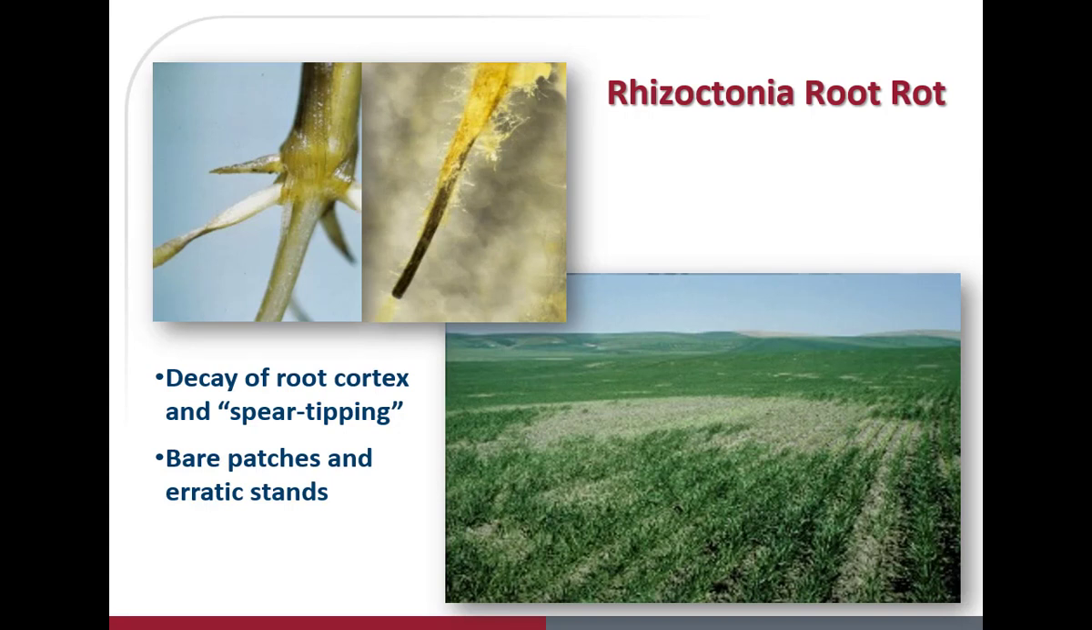Rhizoctonia root rot, another soil-borne fungal disease typified by these spear tips on the crown roots. The fungus gets in, it rots the cortical tissue on the roots, they break, and then you see these kind of spear tips. Also called bare patch because in fields you can see erratic stands. Sometimes the stands are simply thin. Sometimes you actually have bare patches where there are no plants present.